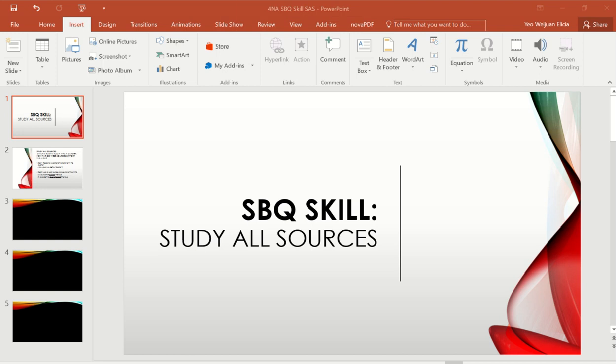Alright, okay, so this skill is called study all sources, and you will always see this question as question E in your source-based questions. You know your source-based questions, there are five: A, B, C, D, E. Now the question E is standard, meaning regardless of whatever topic it is going to be, you will see a study all sources type of question. So how do we approach a study all sources question?